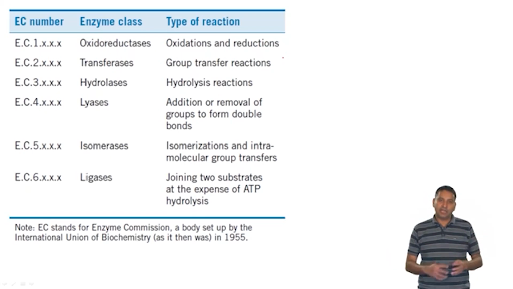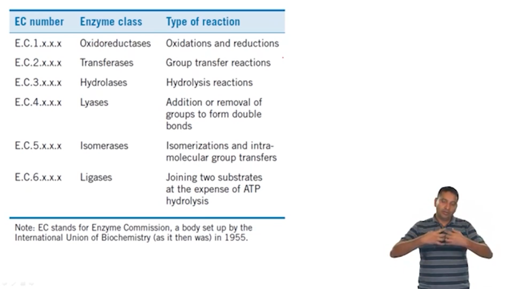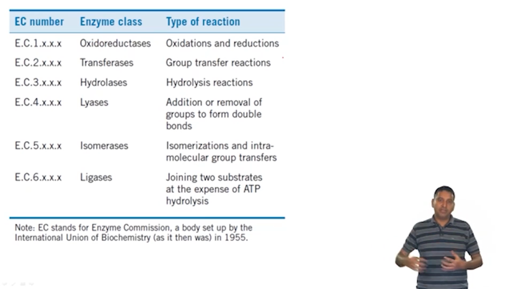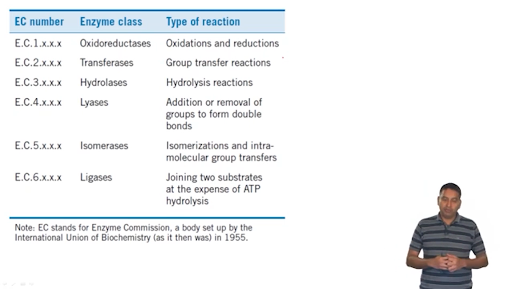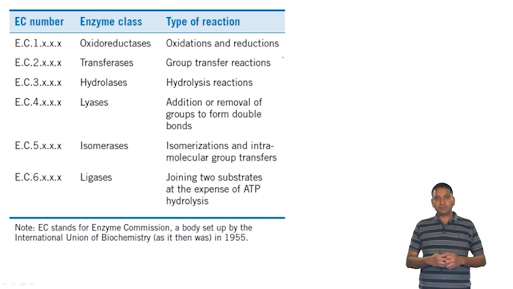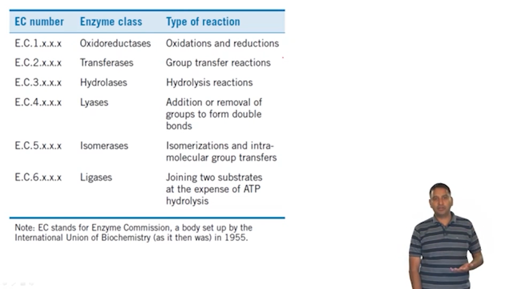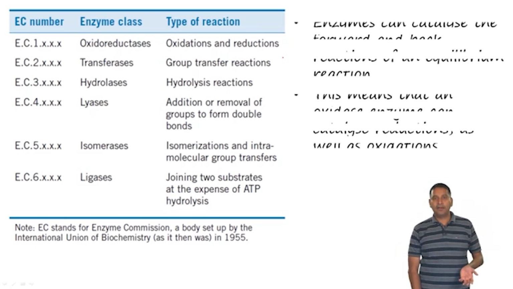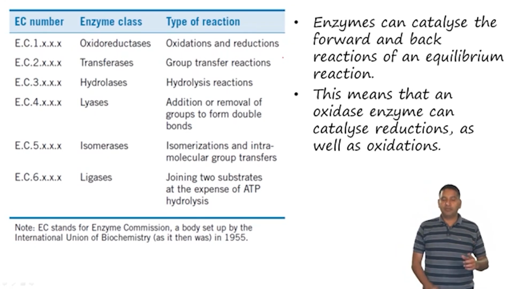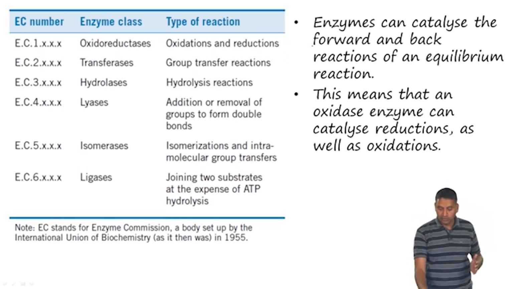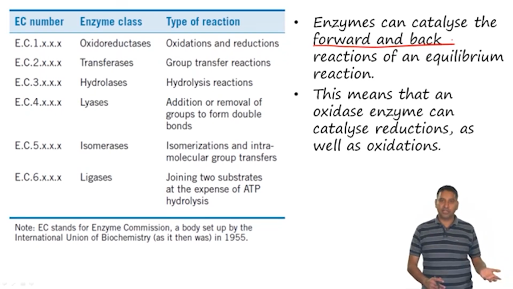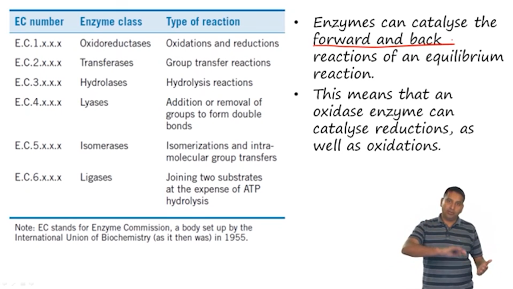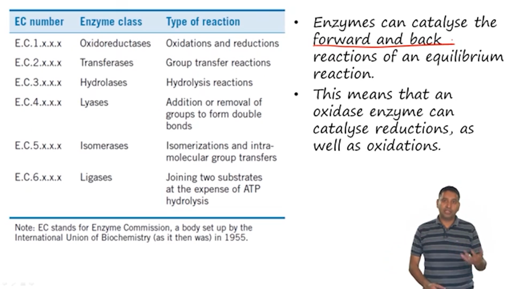And lastly, there are ligases, which help in forming a bond between two different substrates. Typically these are dependent on ATP, which means you need energy to do this. So, these are the major classifications of enzymes, and keep in mind that enzymes that can catalyze the forward reaction can also catalyze the reverse reaction, because it is in an equilibrium. So, an oxidase enzyme can also do reductions.